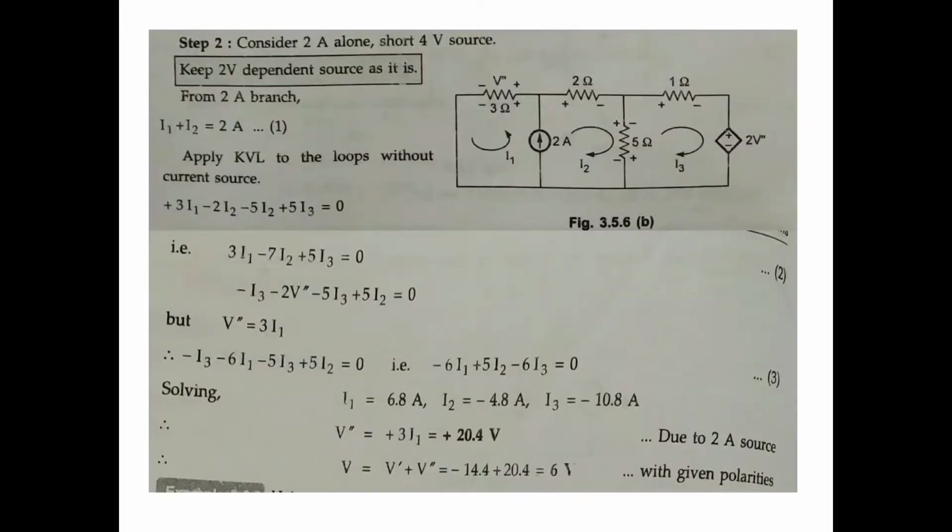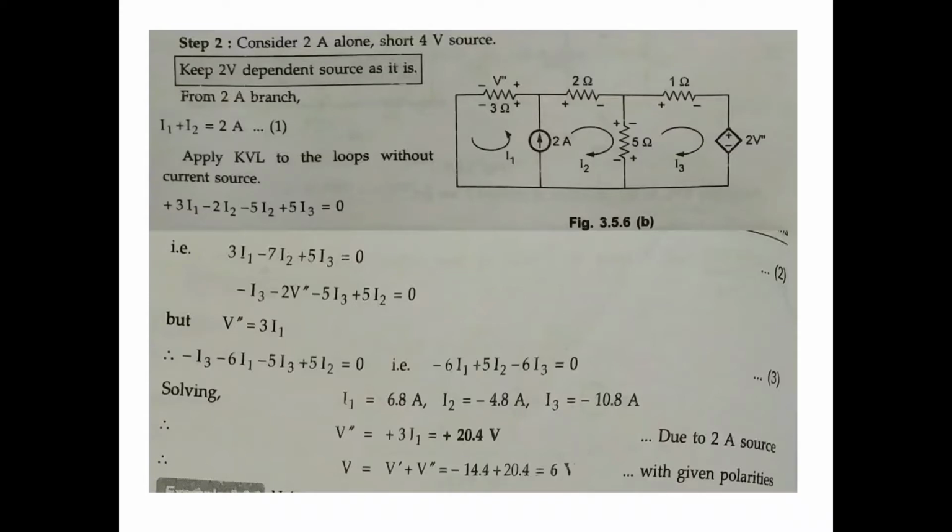Consider 2 amps alone, short the 4 volts. Only the current source is acting, and the voltage source will be shorted. Keep the 2 volts dependent source as it is. From the 2 amps branch, i1 plus i2 equal to 2 amps. Applying KVL to the loops without the current source.